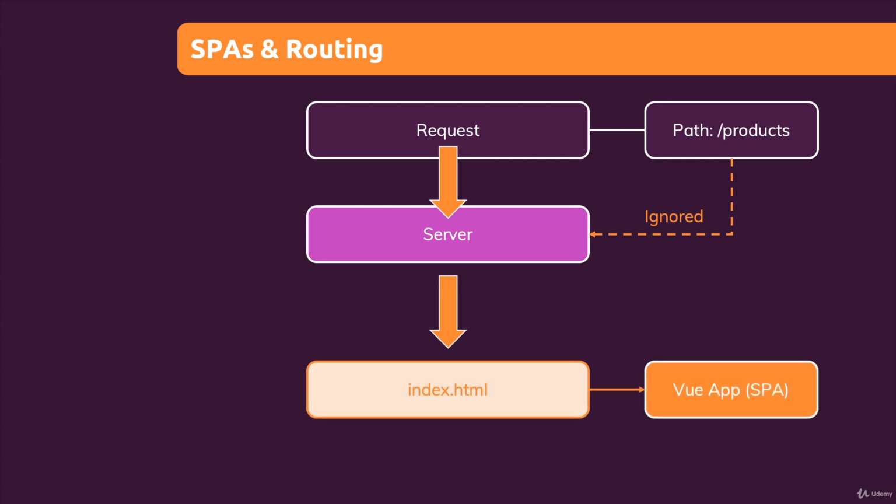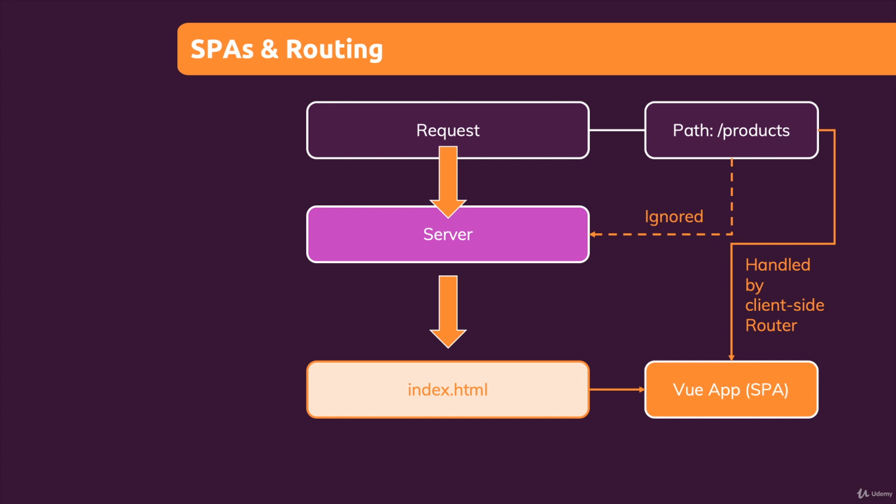then in turn contains the JavaScript code of our application, where then the view router can take over and handle this path on the client side. So in the browser. And that's really important. The view router does not run on a server, and therefore it can only handle the path which is in the URL if the server ignores it.